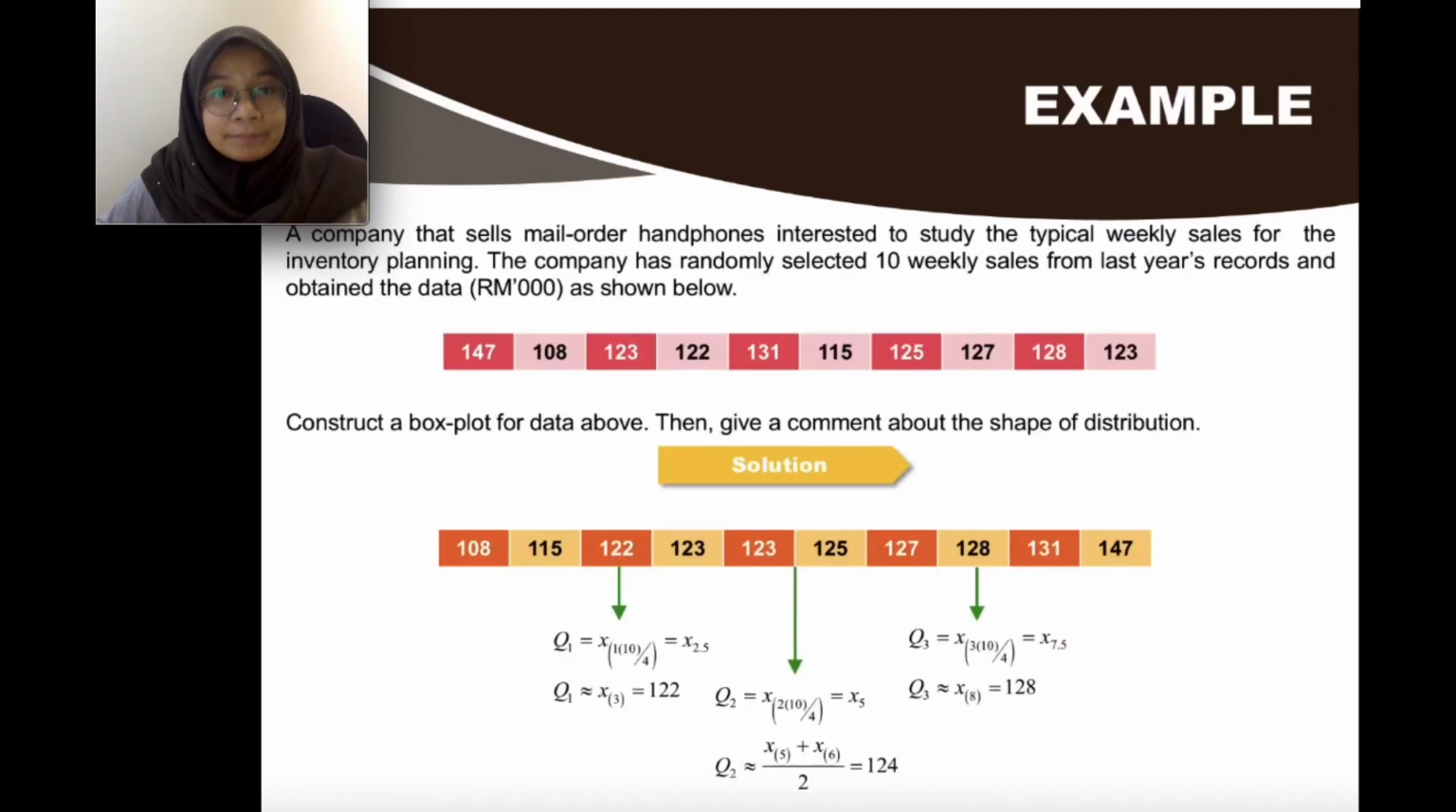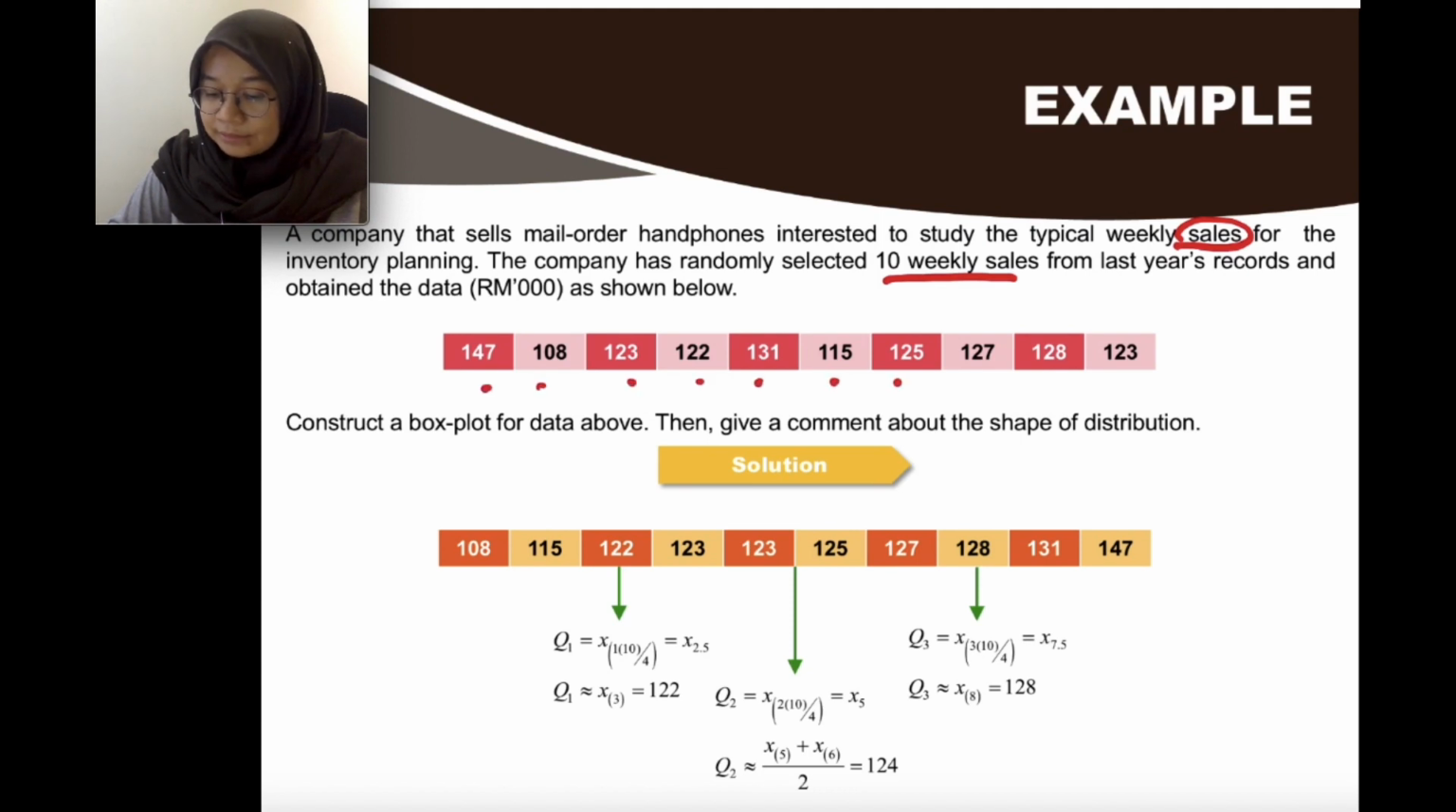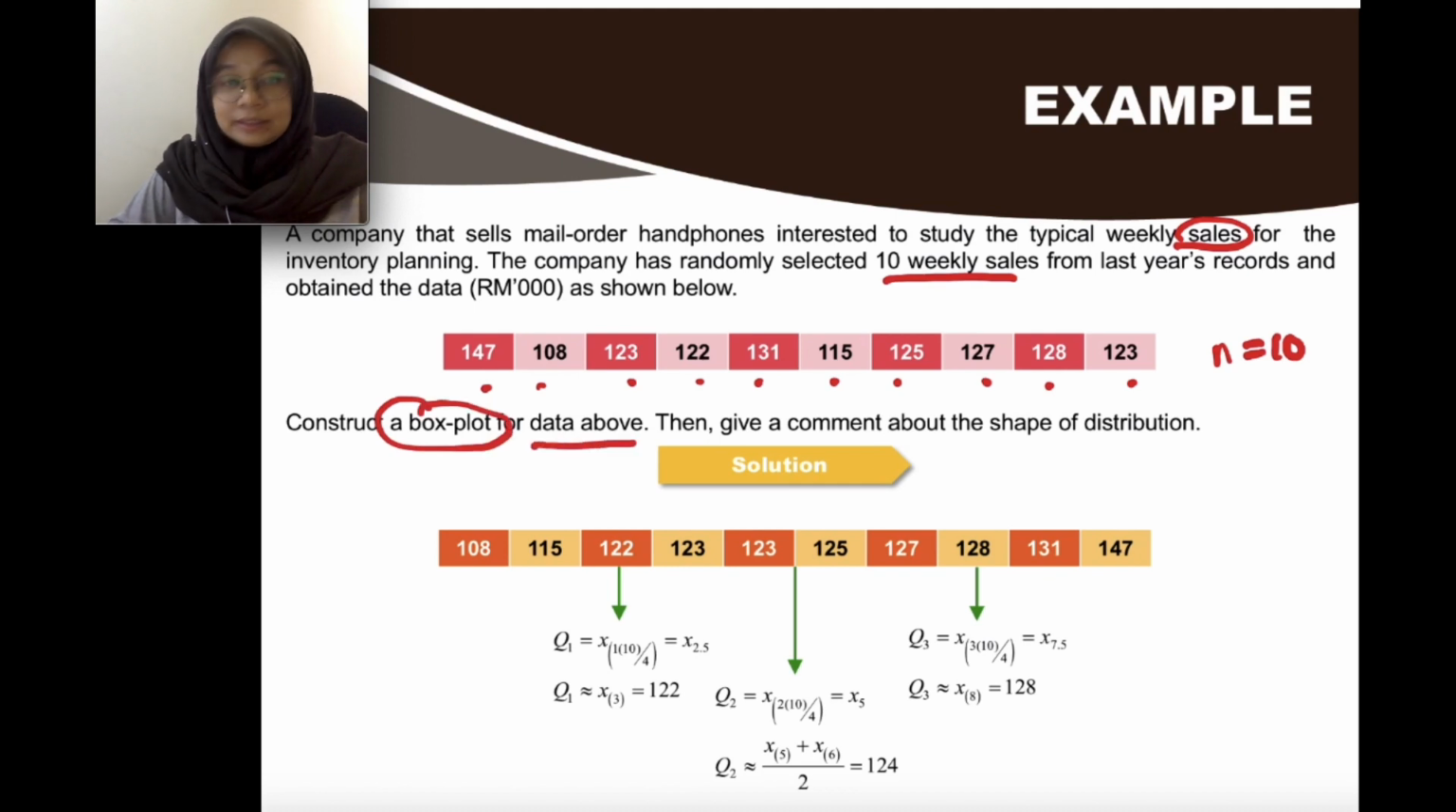This is an example, okay? A company that sells mail order phones is interested to study the typical weekly sales for the inventory. So we talk about the sales for the inventory planning. The company has randomly selected 10 weekly sales from the last year record and obtained the data as shown below. So you have 1, 2, 3, 4, 5, 6, 7, 8, 9, 10. 10 data. So n is equal to 10. Construct a box plot for the data above, then give comment.